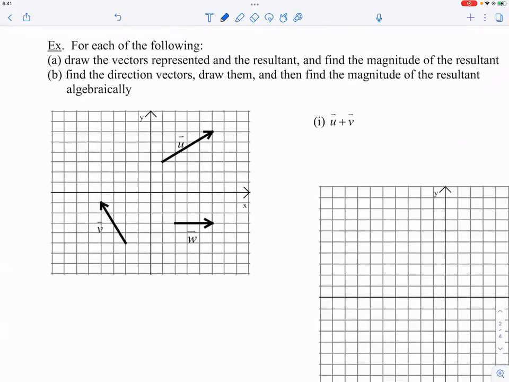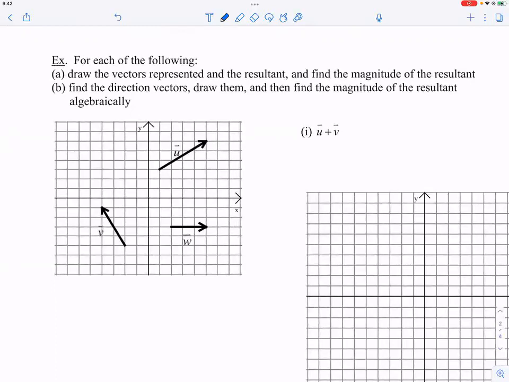So now you have 3 vectors here. And we say draw the vectors represented and the resultant, and find the magnitude of the resultant, find the direction vector, draw them, and then find the magnitude of the resultant algebraically. Now, it's very simple here. Okay, so I'm going to highlight a couple of situations.